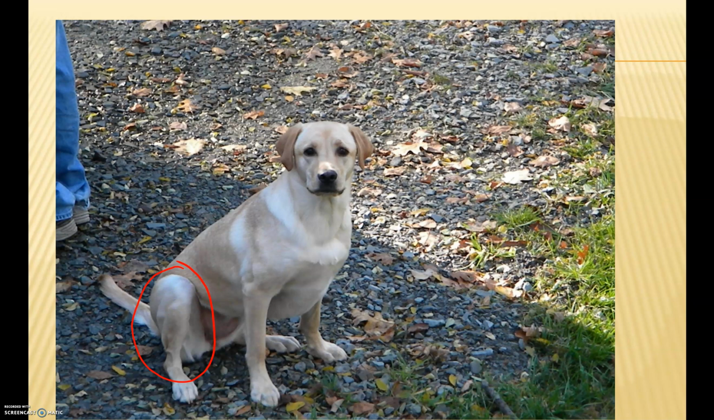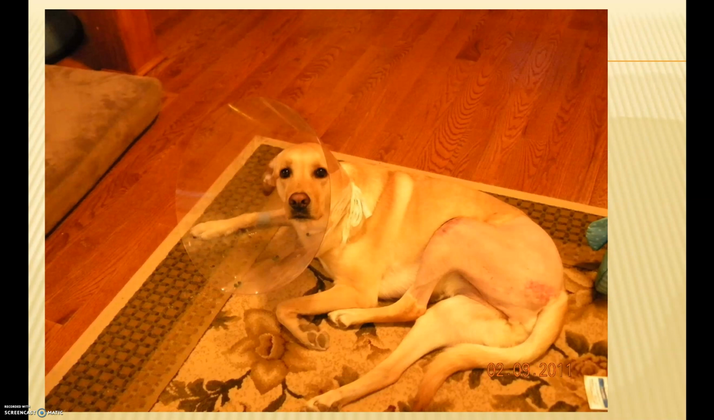So we decided to have surgery on Shelby because she was a great dog. And what they did was, you could tell here, they shaved this leg and they used some kind of synthetic material to put those ligaments back in place.